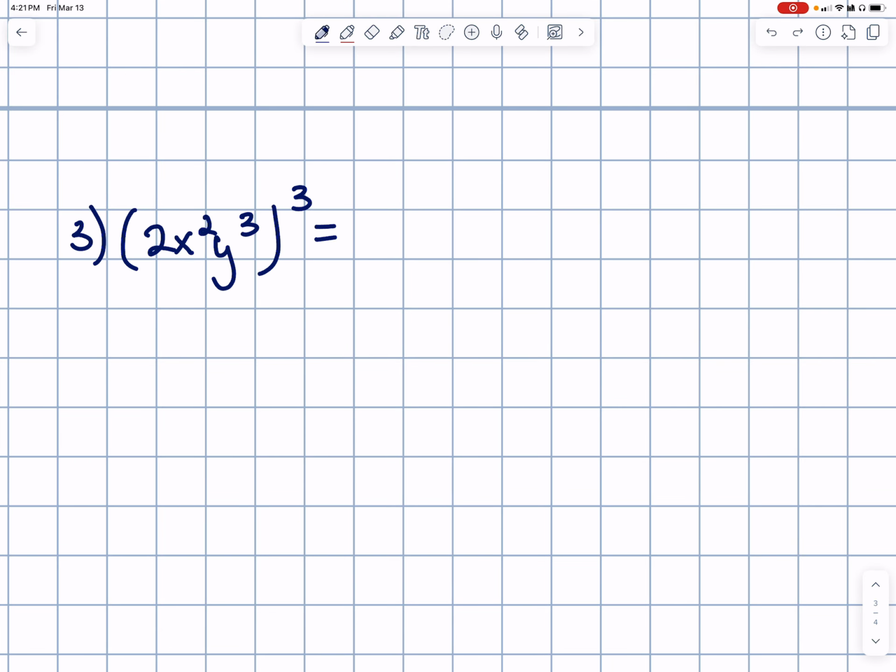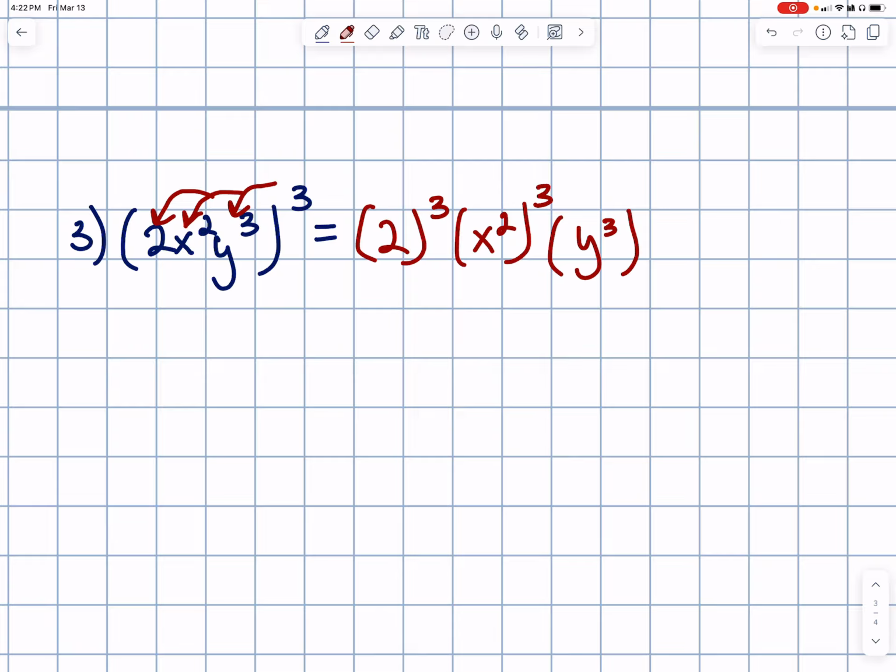So what are we gonna do? We're gonna distribute to each one of these terms. So let's go ahead and do that. We have 2, in parentheses just so it's consistent, 2 to the third. What's next? x. We got x to the second, because that's what it is, to the third. And then we have y to the third as well.